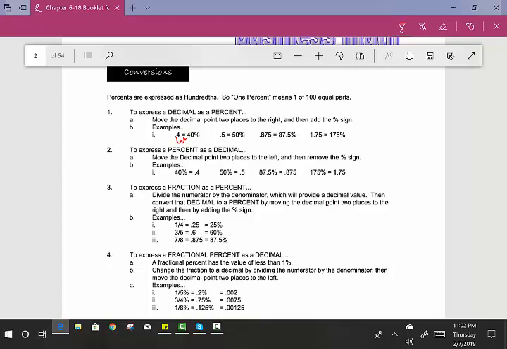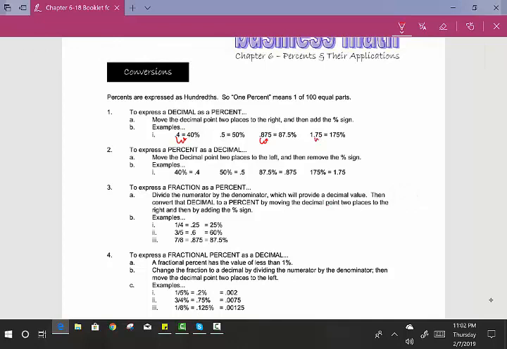That gives us 40%. 0.5 or 5/10 is equal to 50%. 875 thousandths turns into 87.5%. And then 1 and 75 hundredths turns into 175% after you move the decimal point 2 places to the right.